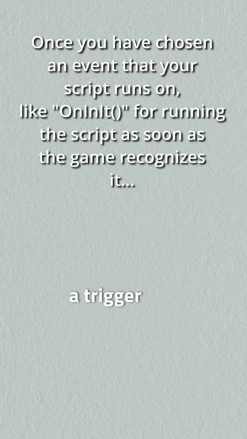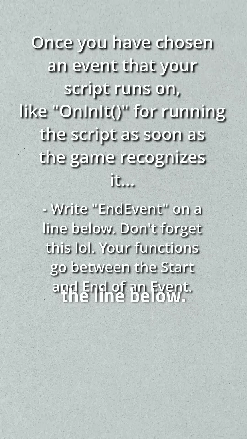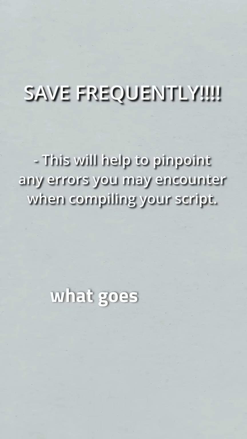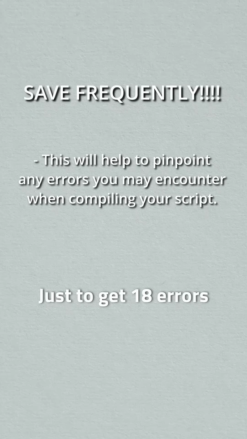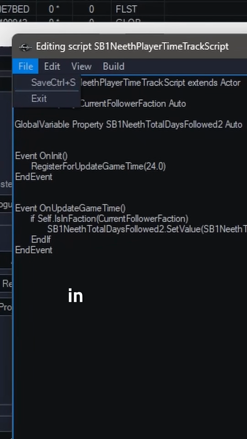Once you have a trigger set, you should get in the habit of writing end event immediately on the line below. Save frequently. This will help you better pinpoint what goes wrong in your script before you type it all up in the CK just to get 18 errors and you have no idea what went wrong. Just save after every function or event. Go back up and write your functions and stuff in the middle of those lines.